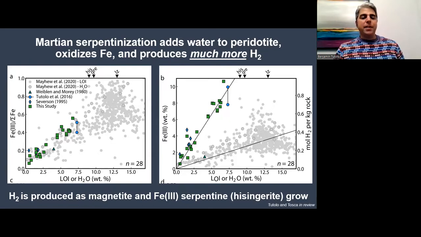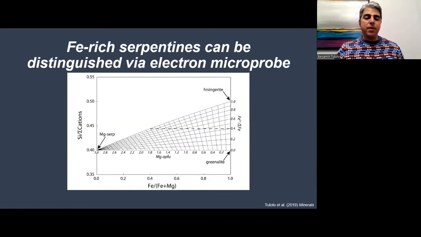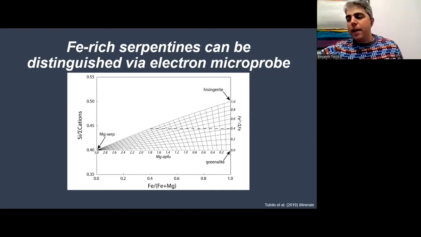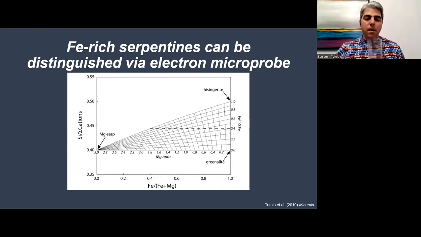Again, what's happening here is hydrogen is being produced as magnetite and oxidized iron, or hisingerite, grow. And I'll show how we know that here. So iron-rich serpentines can be distinguished by an electron microprobe. In this case, there's so much iron in the mineral structure that we can actually just make a diagram like this.